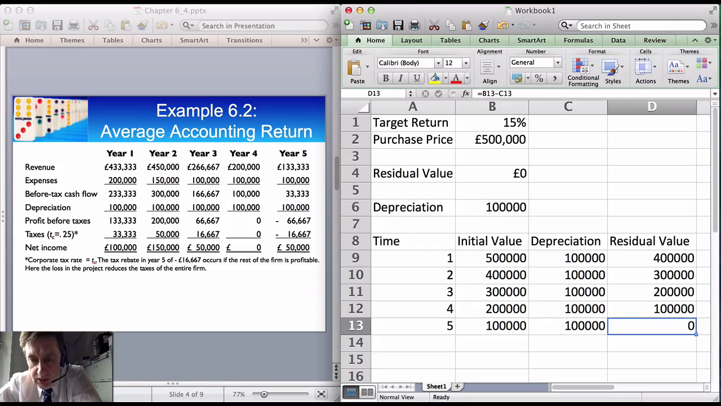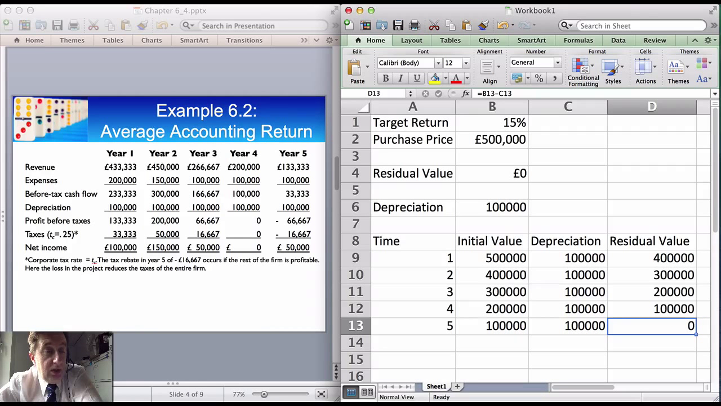So you get a straight line depreciation every year, and the value of the asset goes down in a straight line over time. Okay, so that's our depreciation, and we can now calculate the profit before taxes. Profit before taxes is the gross profit minus the depreciation, which, you can see here in the first year, is 233,333 minus 100,000. That gives us 133,333, and we do the same for the rest of the years.